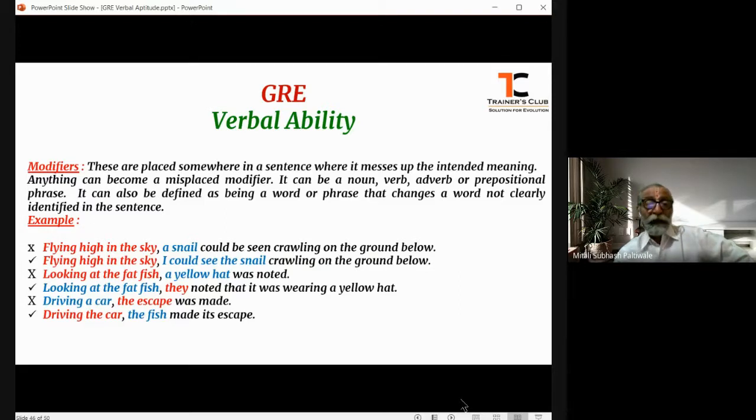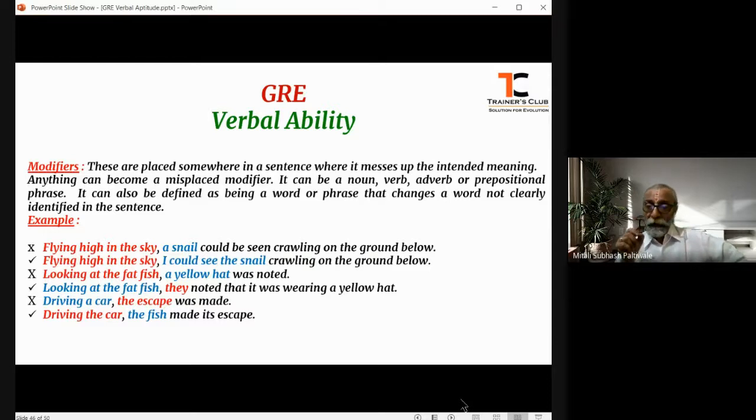When we correct that: looking at the fat fish, they noted that it was wearing a yellow hat. Again, you have to put in a subject here. Driving a car, the escape was made. So who made it? Who was driving the car? The subject is not there. So: driving the car, the thief made his escape.